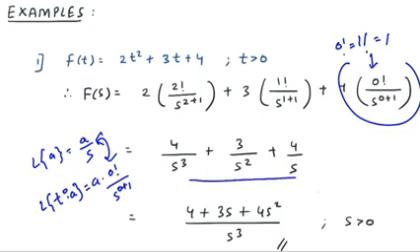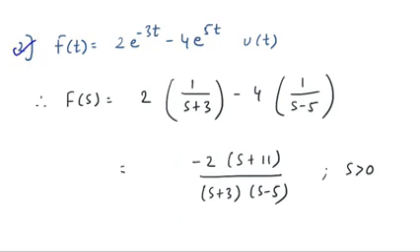Do the further simplification, you will get the answer, and the region is s is greater than 0 because your time was greater than 0. Moving forward to the second example, f of t is equal to 2 into e raised to minus 3t minus 4 into e raised to plus 5t, u of t. So u of t is a unit step function. Now the concept is very simple, unit step function. So the meaning of this is, when t is greater than 0, then your function will work. When t is less than 0, then the function is 0.